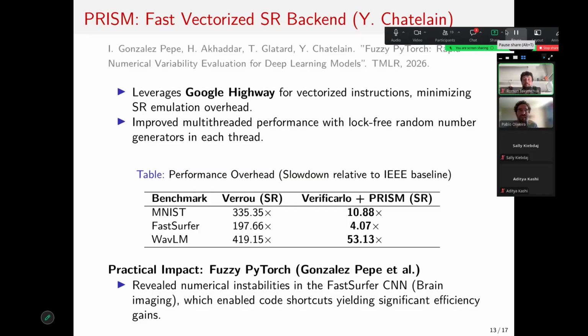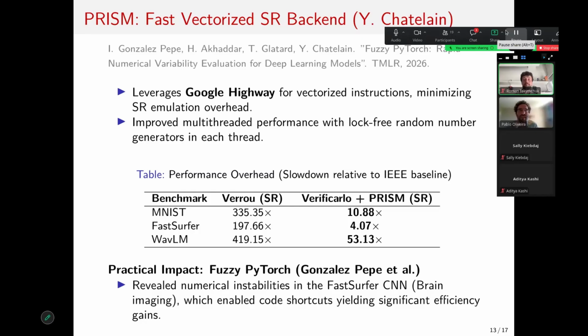And what we can see here is that they tested on different deep neural networks. MNIST, which is quite well known for recognition of handwritten numbers. FastSurfer, which is a neural network for neuroimaging, brain imaging, and WebLM, which is for speech recognition. And you can see that VerifiCarlo with the Prism backend has an overhead. You are going to be from 10 times to 50 times slower, but you can emulate this stochastic rounding transparently.